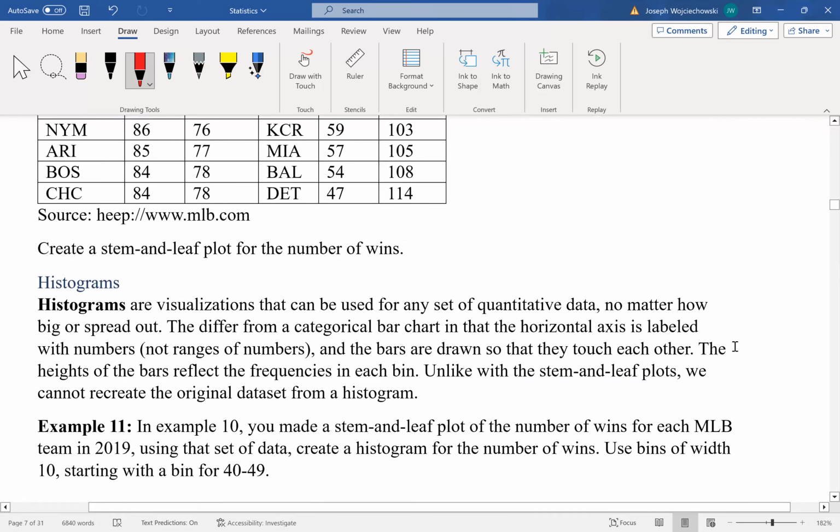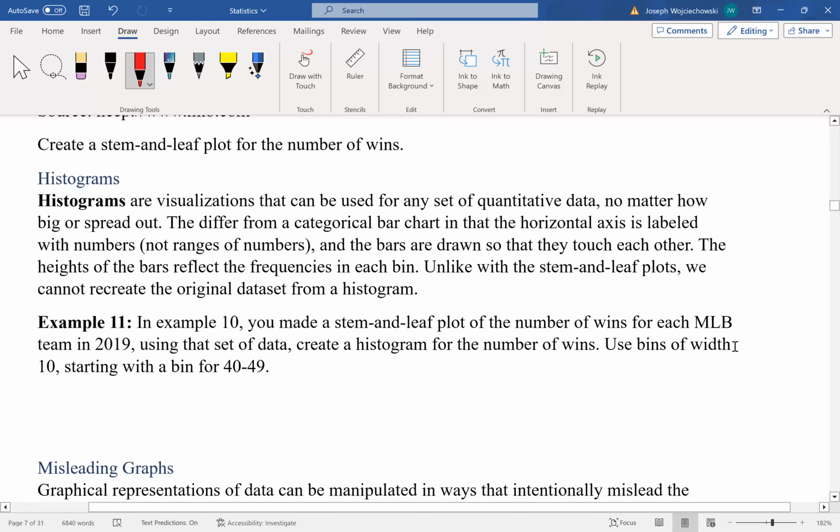Next thing we look at is histograms, which are visualizations that can be used for any set of quantitative data, no matter how big or spread out. They differ from a categorical bar chart in that the horizontal axis is labeled with numbers, not ranges of numbers, and the bars are drawn so that they touch each other. The heights of the bars reflect the frequencies in each bin. Unlike with stem leaf plots, we cannot recreate the original data set from a histogram.